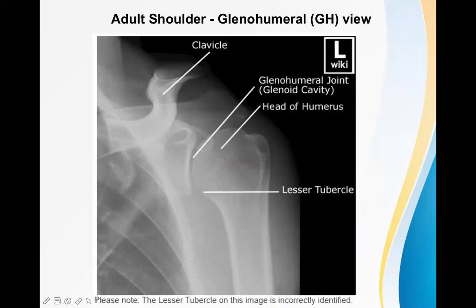The lesser tubercle on this image is incorrectly identified. Now we need to identify it correctly here. Let me point again so that it will be easy for you to understand. See this big bulge part, this is called the greater tubercle or greater tuberosity. Now just look at this small bulge here, this is the lesser tubercle, not this one. And there is a nice ridge present between the greater tubercle and the lesser tubercle.